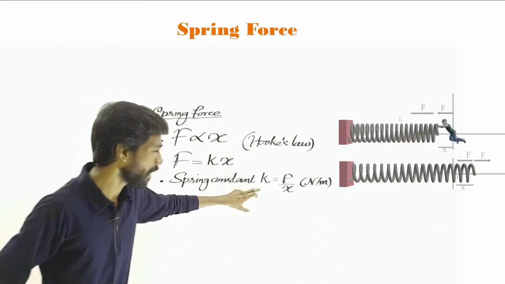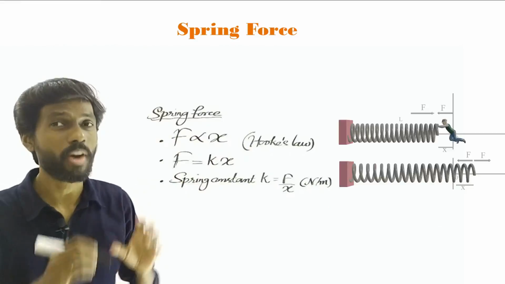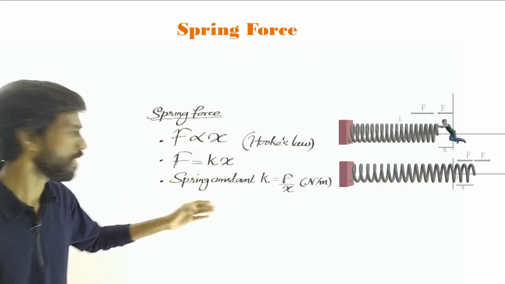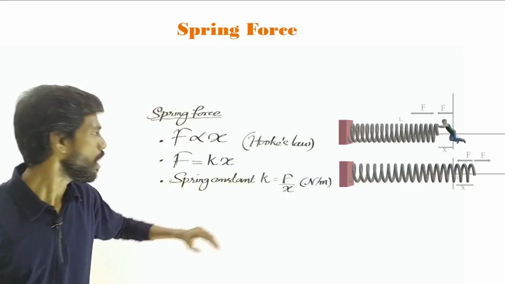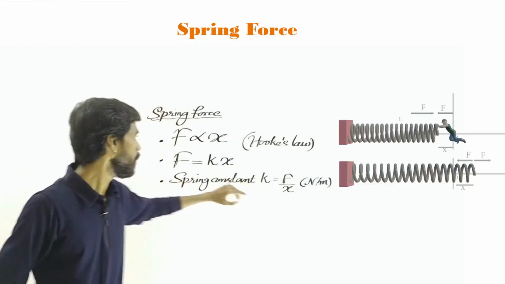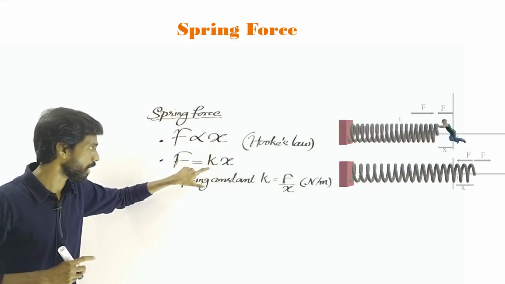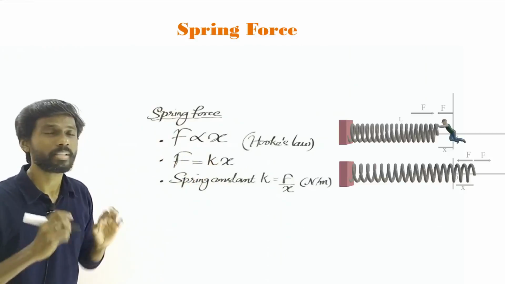So this K is called the spring constant for that particular spring. It depends on the material and geometry of the spring, so that is fixed for the particular spring. So our required force is proportional to this x. That proportionality constant is k, which is called the spring constant.